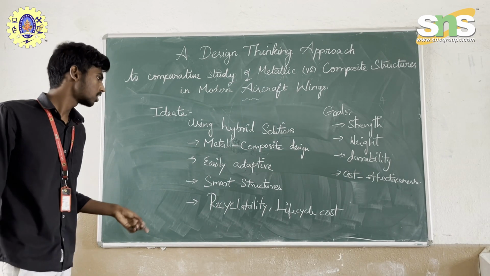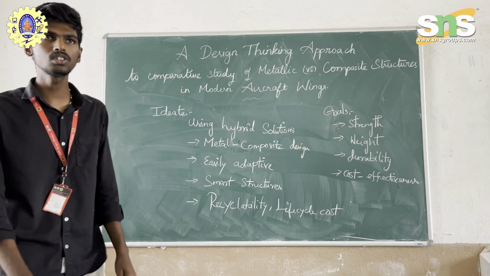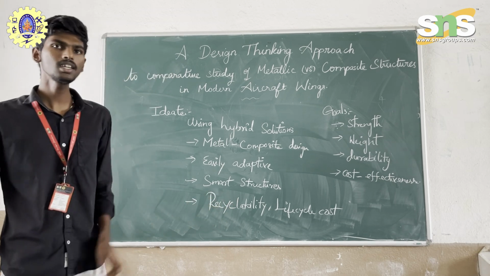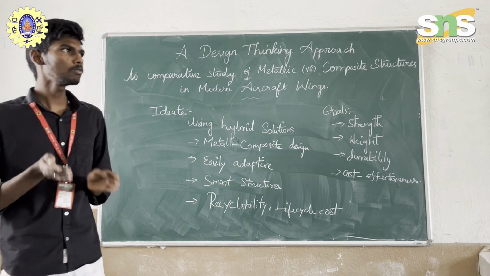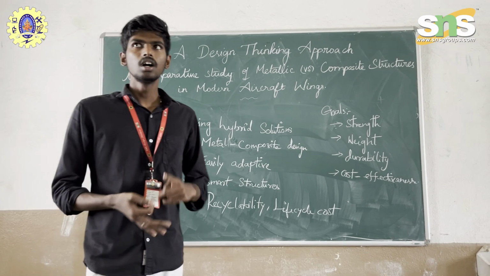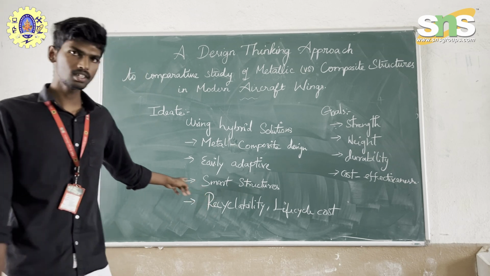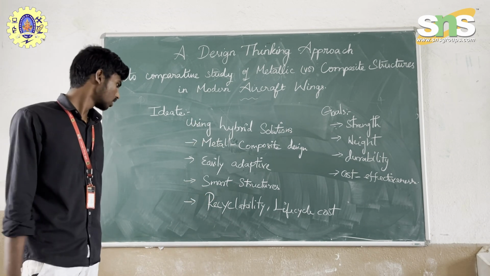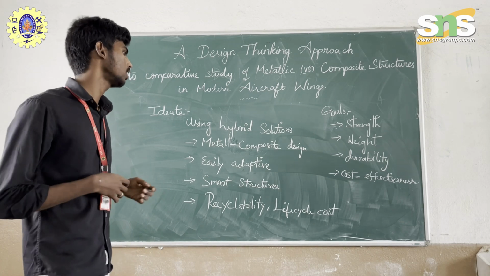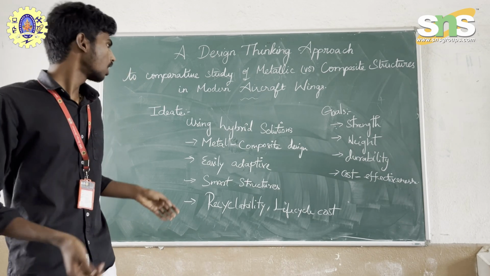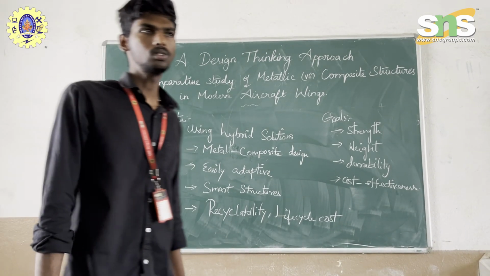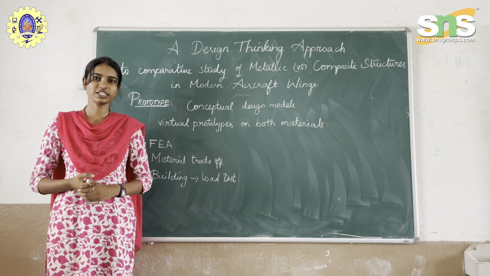And then smart structures. Smart structures are used in aircraft wing structures, usually with embedded sensors which sense the temperature and other conditions of the area, along with actuators. Many sensors are placed in the hybrid solution wing structures to reduce the maintenance cost, recyclability and life cycle cost of the wing structures compared to the traditional wing structure. Thank you.